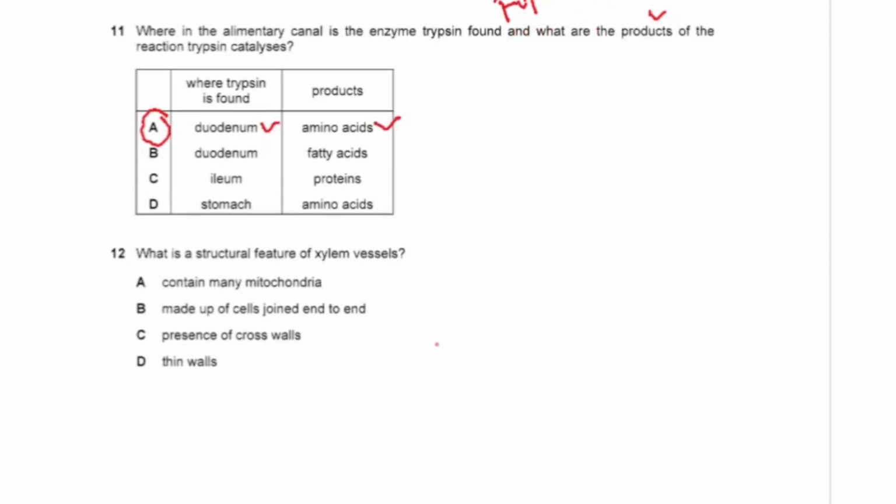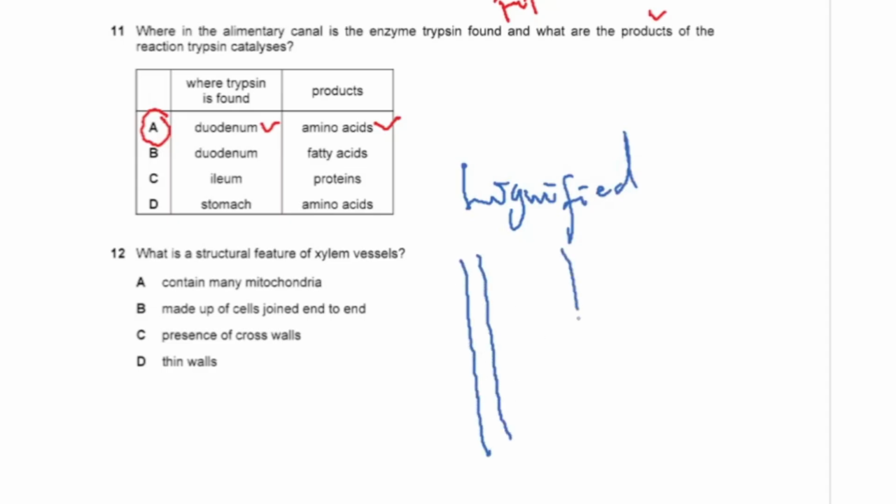Number 12. What is a structural feature of xylem vessels? Xylem vessels are responsible for the transport of water and mineral ions in plants. Basically, they are made up of lignified walls. They are very hard vessels, and they are empty, somewhat like this. You have it something like this. They are just continuous walls, and they help to transport water and your mineral ions like your nitrates, your phosphates, etc., up the plants.